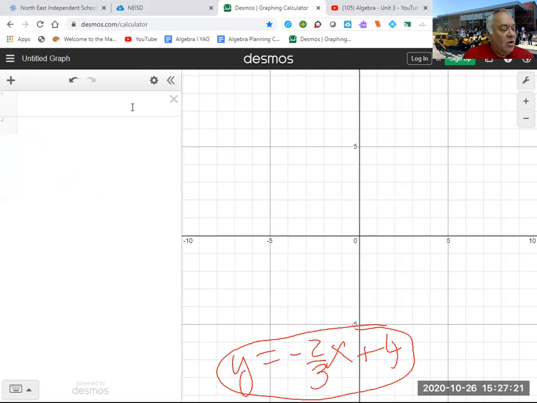So basically go through each of those tables and see which one has a y-intercept of 4, which is right here, and a slope of negative 2/3. Okay, chances are there's only going to be one of those tables that is actually a straight line and the y-intercept is 4. And it's the one that you pick.